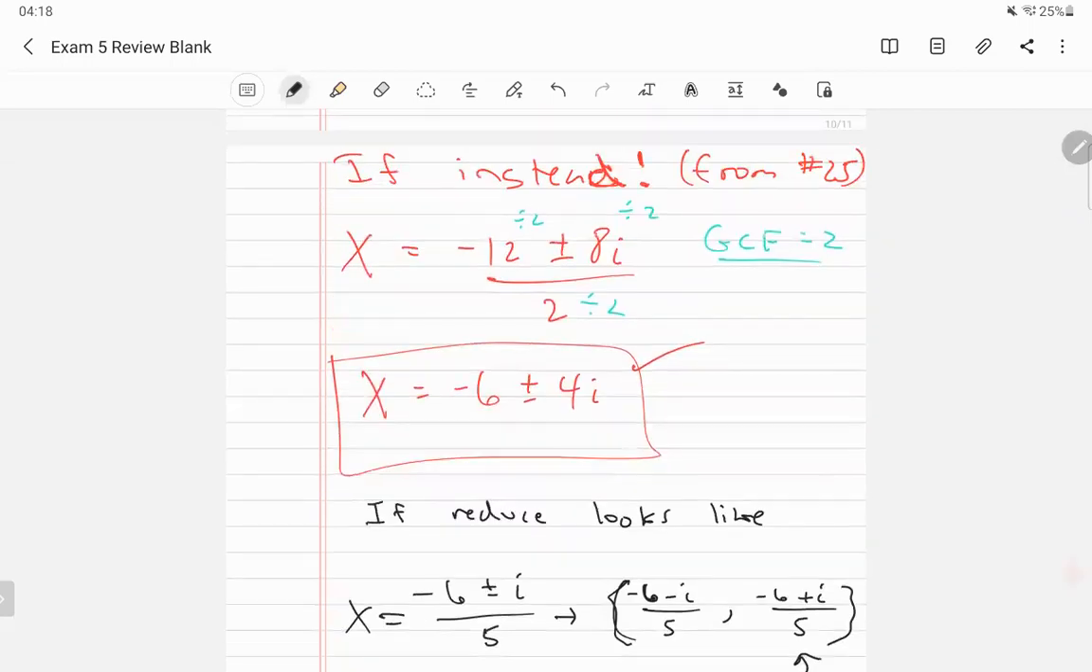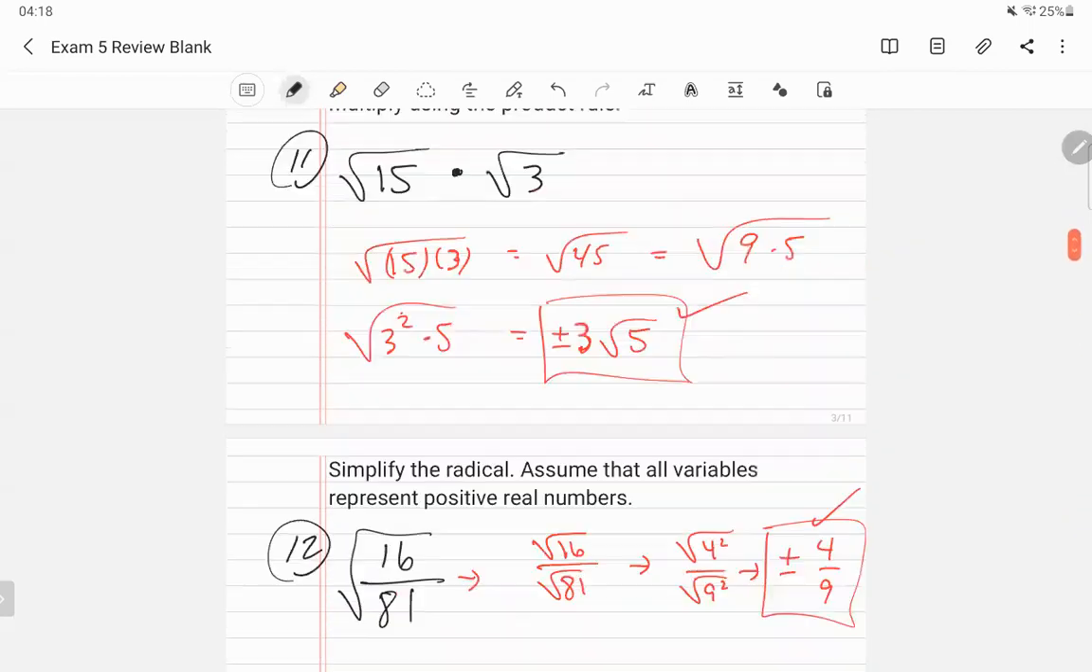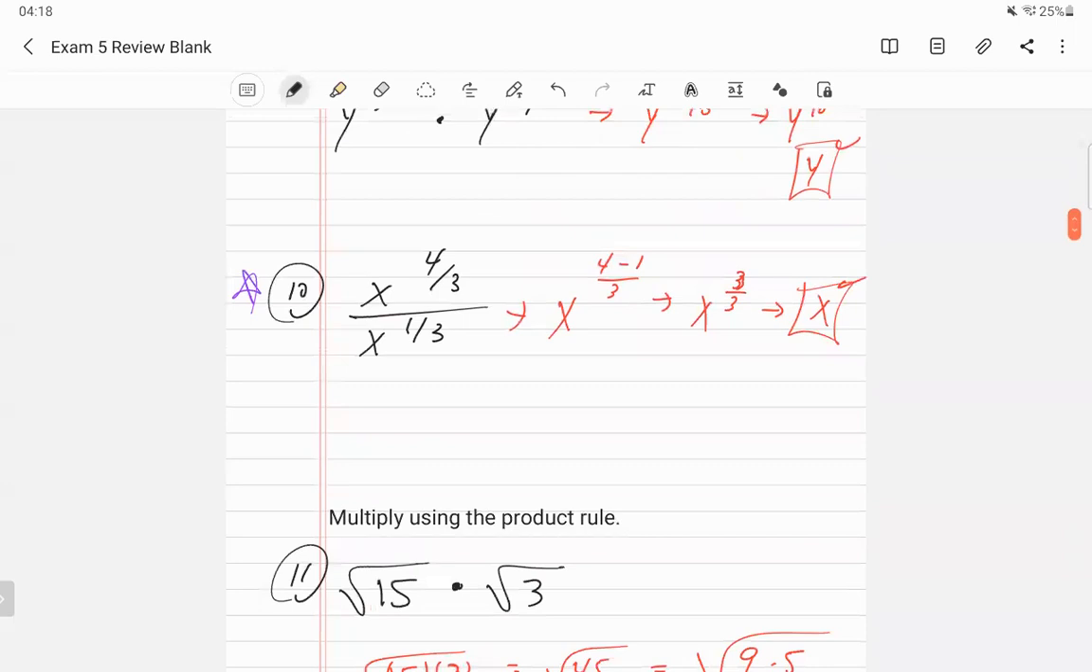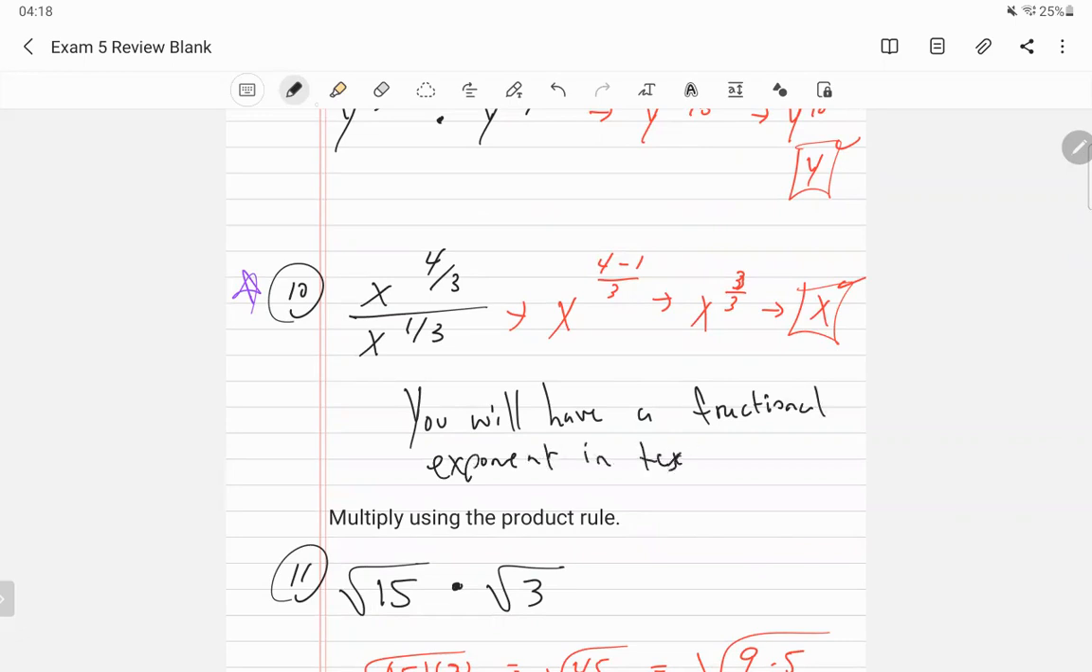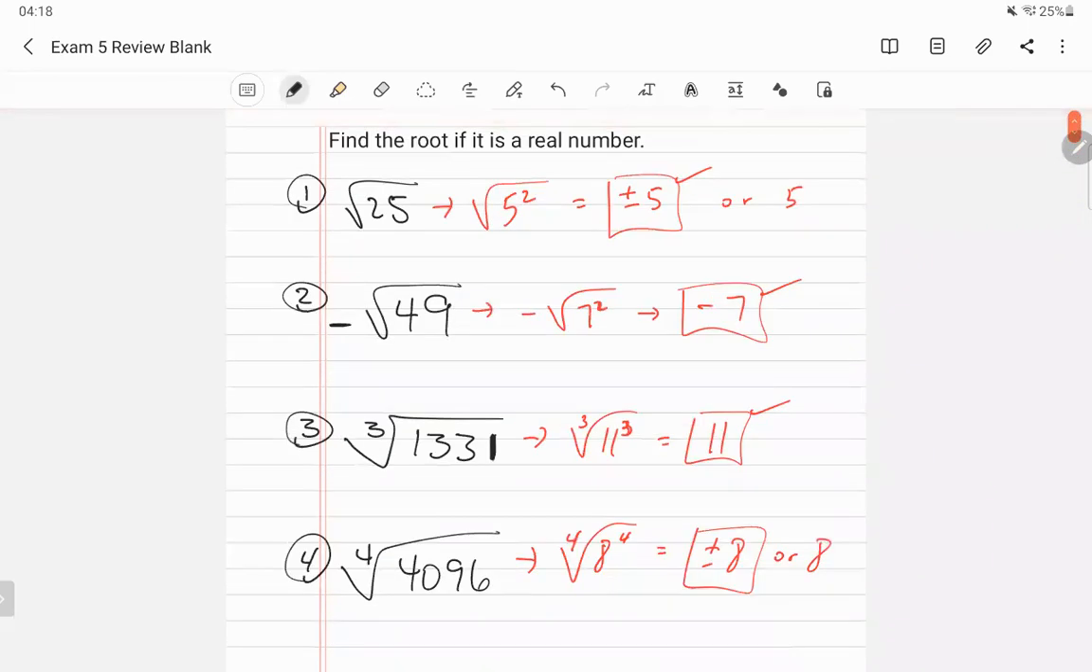Okay, so that's for 25. And then, like I said, for up here at 10, you will have in your test answer. So you'll have a fractional exponent in your test answer. All right, so those are all the hints I'm giving you.